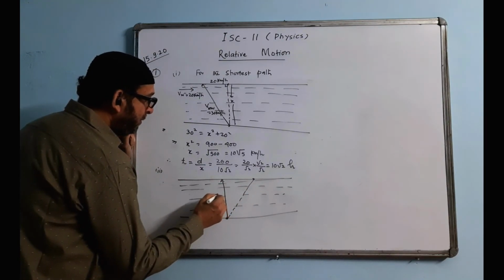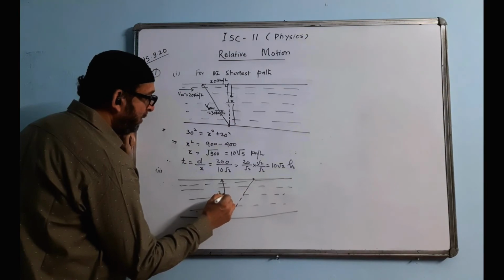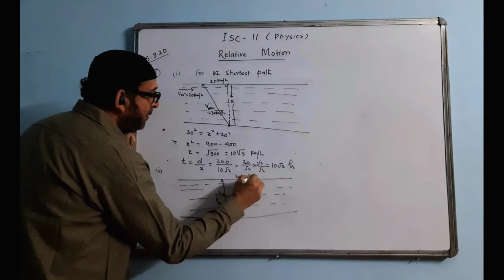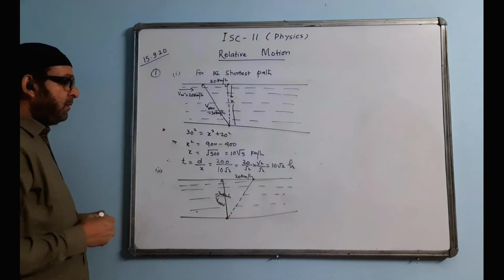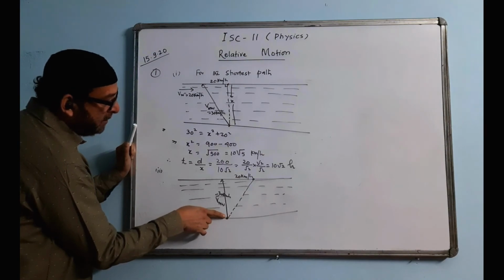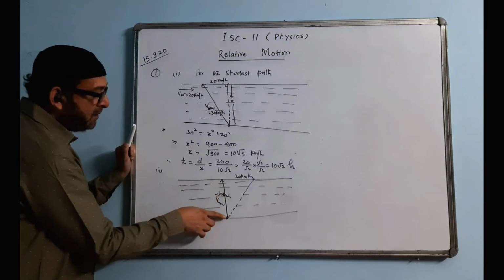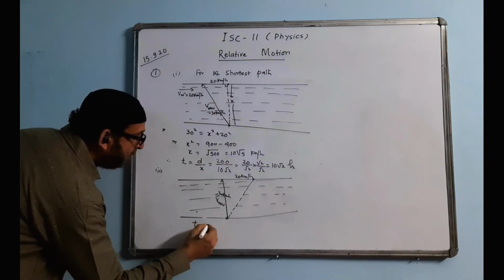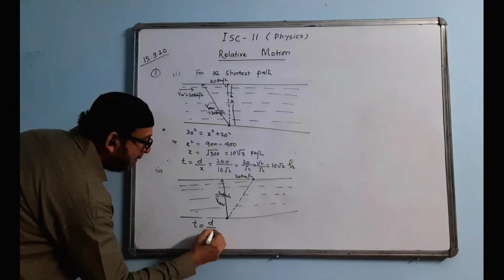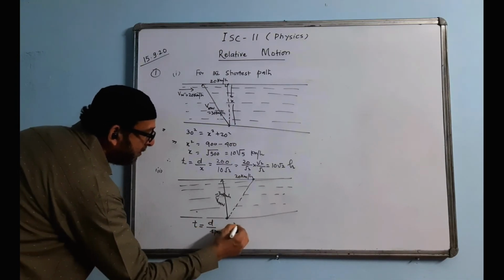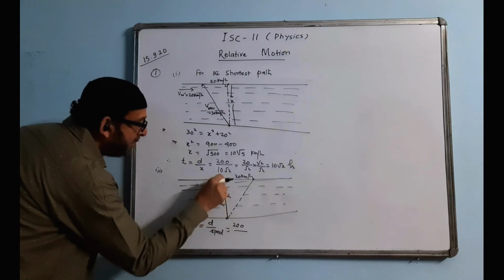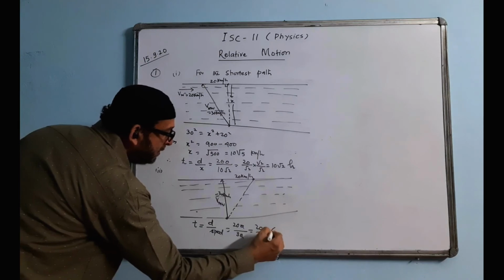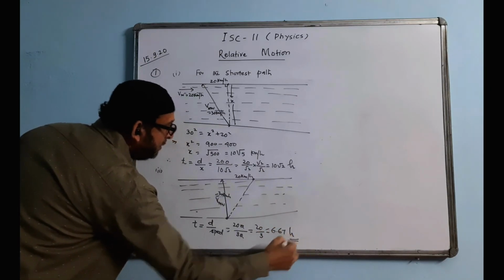VMW is given how much? 30 km per hour, and this is given 20 km per hour. We know the speed in this direction. What is the speed in this direction? 30, and the distance in the same direction we know is how much? 200 given. We'll do it directly now. Time will be directly distance by speed. Distance is 200, and speed in the same direction is 30. So 20 by 3. The answer is 6.67 hours. This answer is finished.